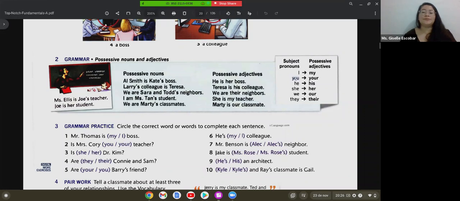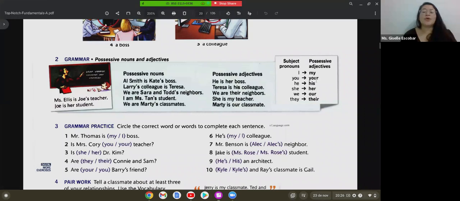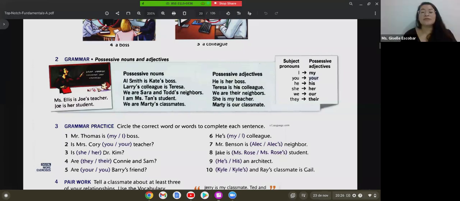You, your. Your dog, teacher. Your dog, my dogs, your dogs, your cars, your shoes. ¿Sí? Tus perros, tus zapatos, tus cuadernos, tus libros. Your books. ¿Sí? You, your. Okay. Awesome.